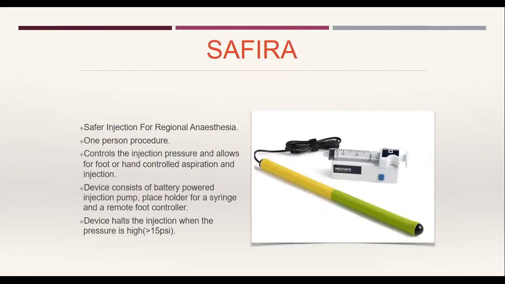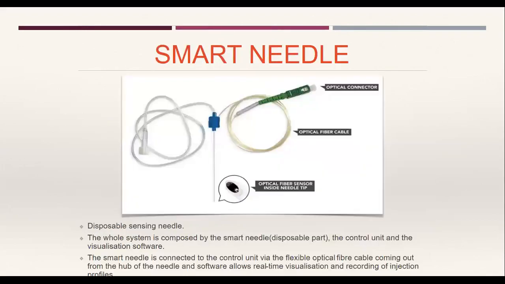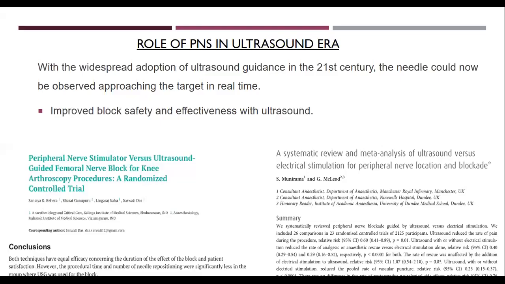It controls injection pressure and allows foot or hand controlled aspiration and injection. The device consists of a battery powered injection pump, a placeholder for a syringe, and a remote foot controller. It halts the injection when the pressure is high, that is, more than 15 psi. Smart Needle is a disposable sensing needle. The whole system is composed of the smart needle, the control unit, and the visualization software. The needle is connected to the control unit via a flexible optic wire cable coming out from the hub of the needle, and the software allows real-time visualization and recording of injection profiles.